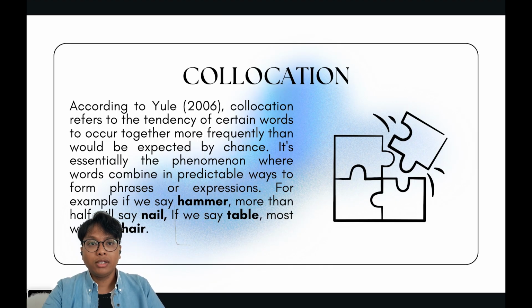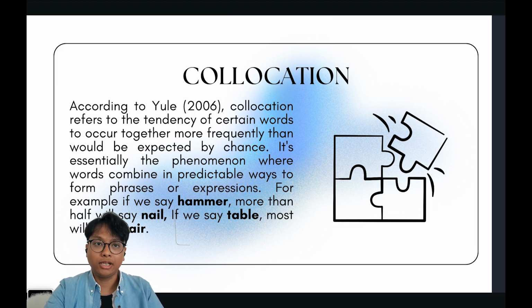The fourth one is collocation. According to George Yule, 2006, collocation refers to the tendency of certain words to occur together more frequently than would be expected by chance. It's essentially the phenomenon where words combine in predictable ways to form phrases or expressions. For example, if we say hammer, more than half of people will say nail. And if we say table, most will say chair.